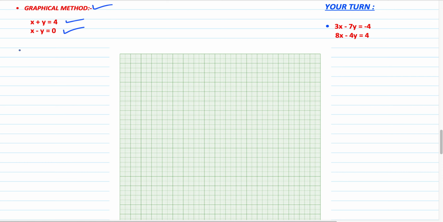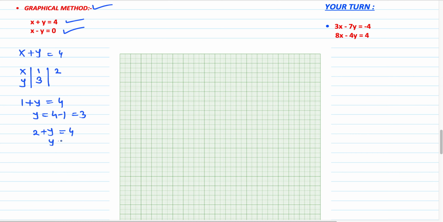You first take the first equation, x plus y is 4. You can make a box of x and y. If you put x as 1 in this equation, 1 plus y equals 4, y equals 4 minus 1, that is 3. So we are getting y as 3. If you put x as 2, 2 plus y equals 4, y equals 4 minus 2, that is 2. So you are getting 2.